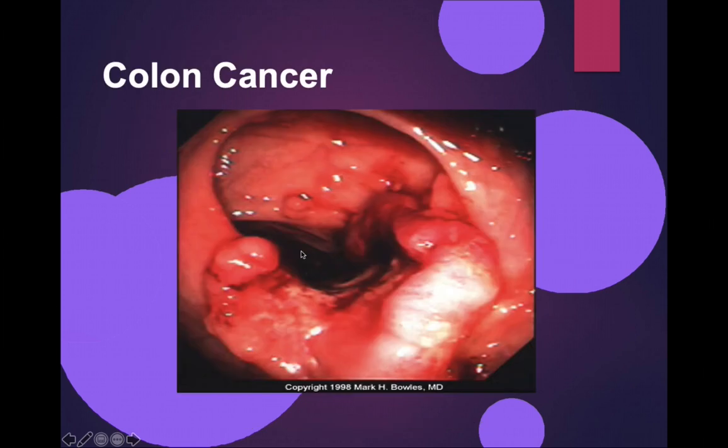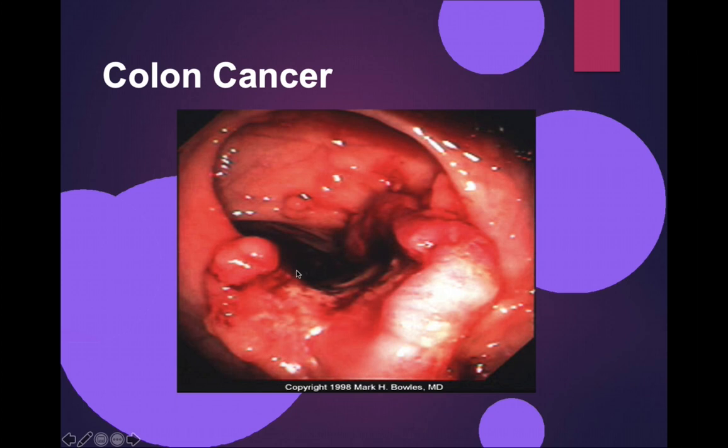One of the other signs when you talk about change in stool habits is pencil-thin stool. As bowel is trying to fit through, like here's the normal size of the lumen, all of this is the cancer. So what's left of the lumen is this little space here.